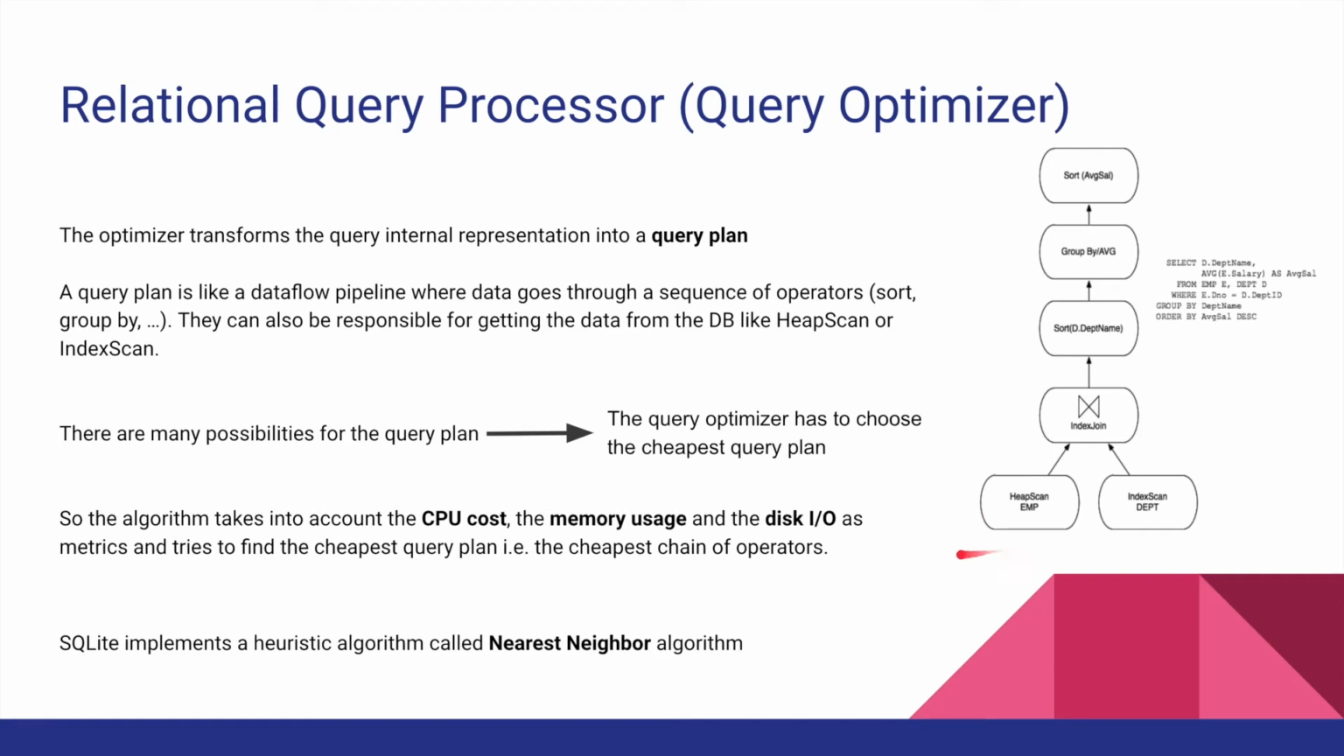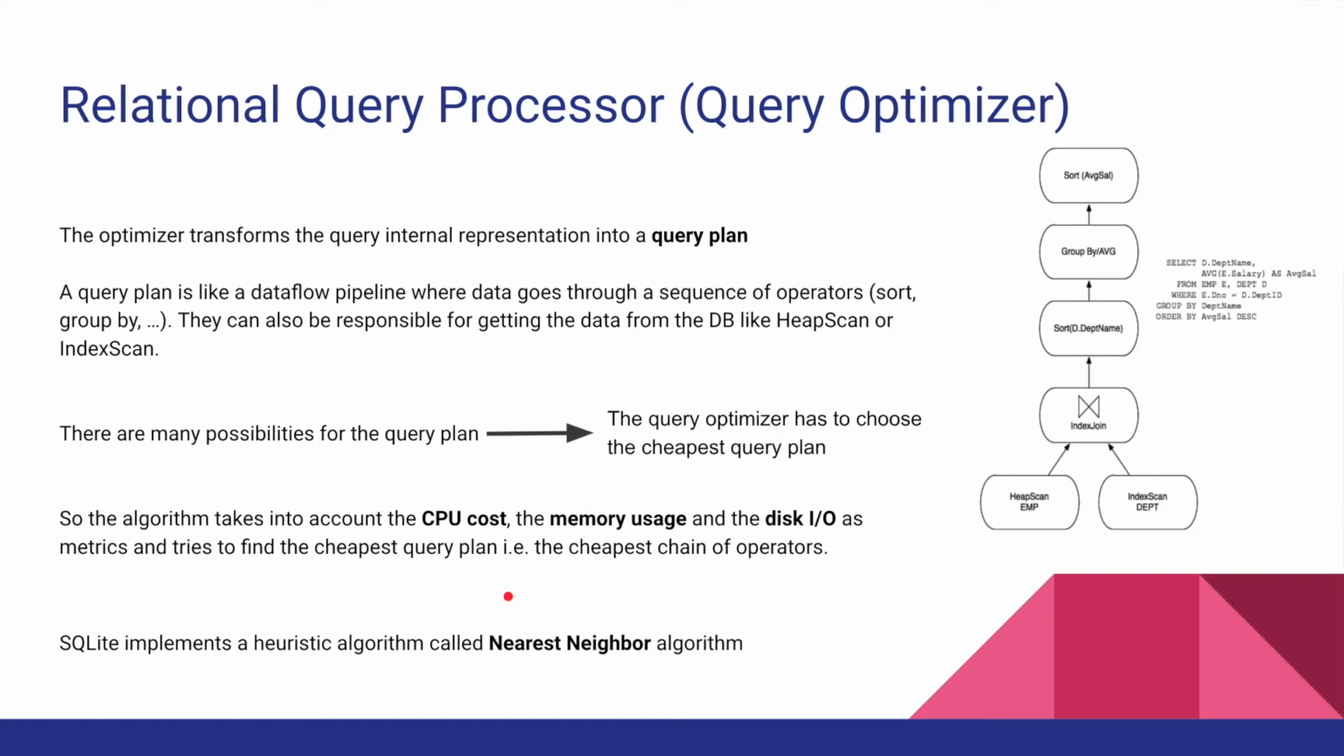And therefore, one of the tasks of the query optimizer is to choose which query plan is the best, so the cheapest in terms of resources. To do so, it uses an algorithm based either on dynamic programming or a heuristic, for instance. And this heuristic performs a CBO, so a cost-based optimization algorithm.